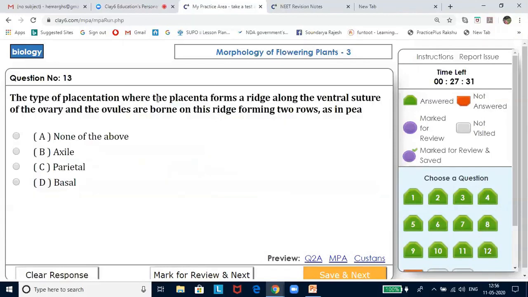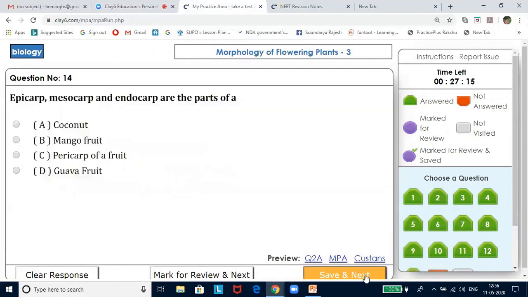The type of placentation where the placenta forms a ridge along the ventral suture of the ovary and ovules are borne on this ridge, forming two rows. It is none of the above because it has to be marginal placentation. So it is none of the above.